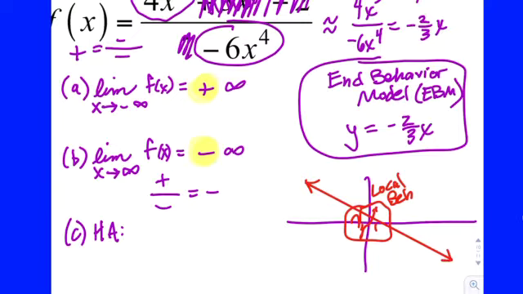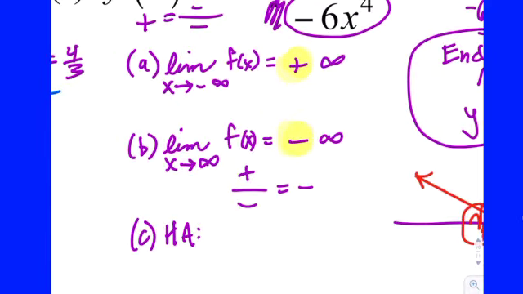So you have two ways to do that. You can either realize the top's bigger, it's some type of infinity, and then plug in to get the sign, or just simplify the leading terms and sketch the end behavior model and see what it does, okay? Now, in terms of horizontal asymptote, does this function f have a horizontal asymptote? No, okay? Because the answer to the two questions above, neither one of them is finite. They're both infinite. So there's no horizontal asymptote.